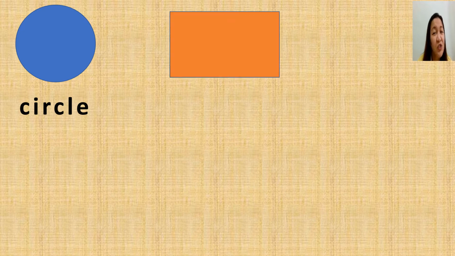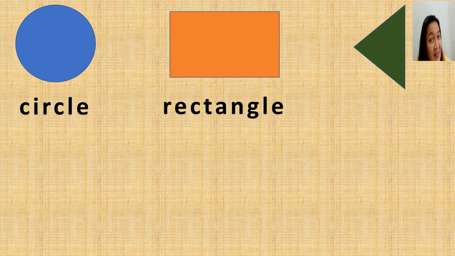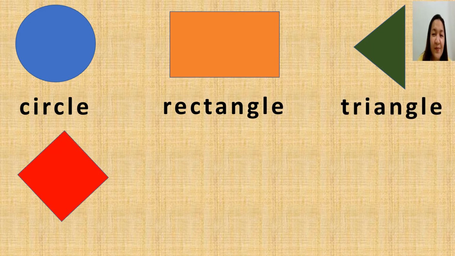So the first one is a circle. Next, what shape is this? This is a rectangle. Next, what shape is this? This is a triangle.